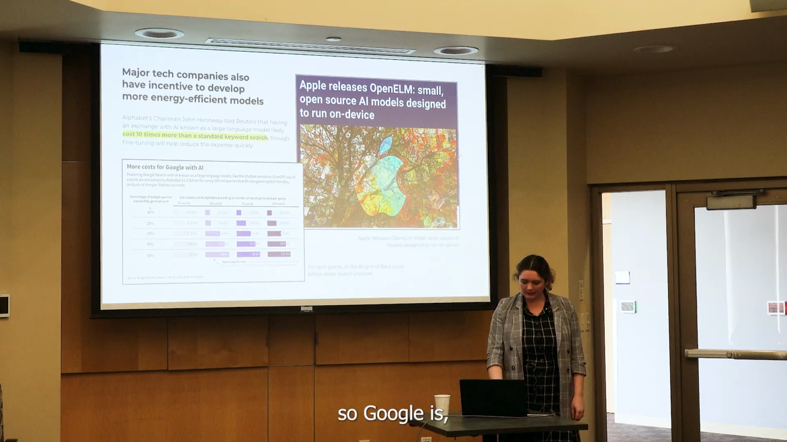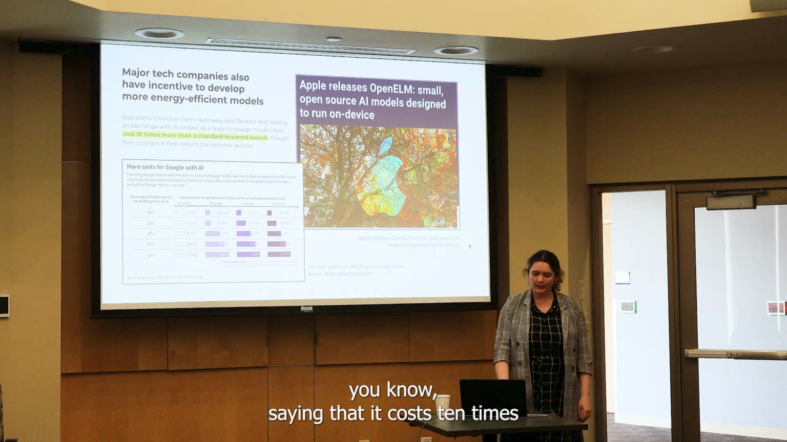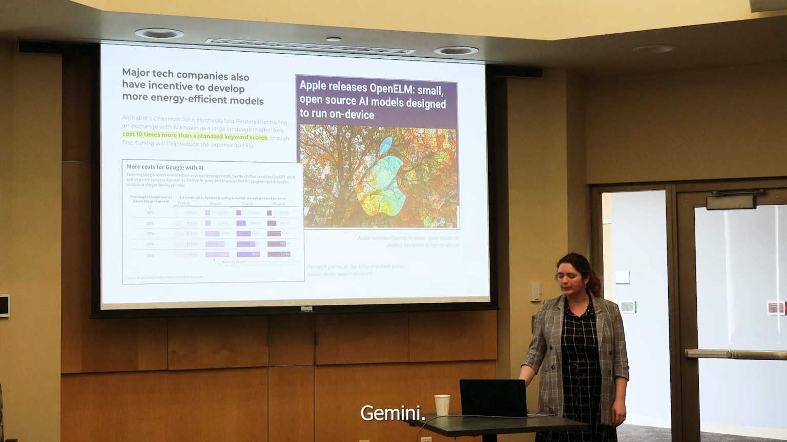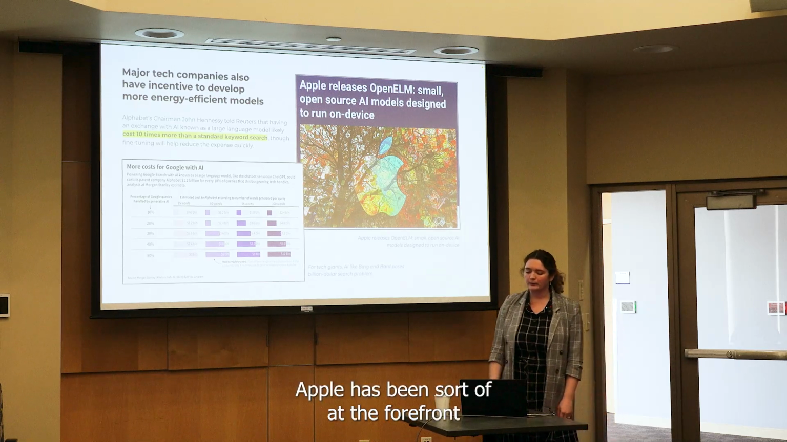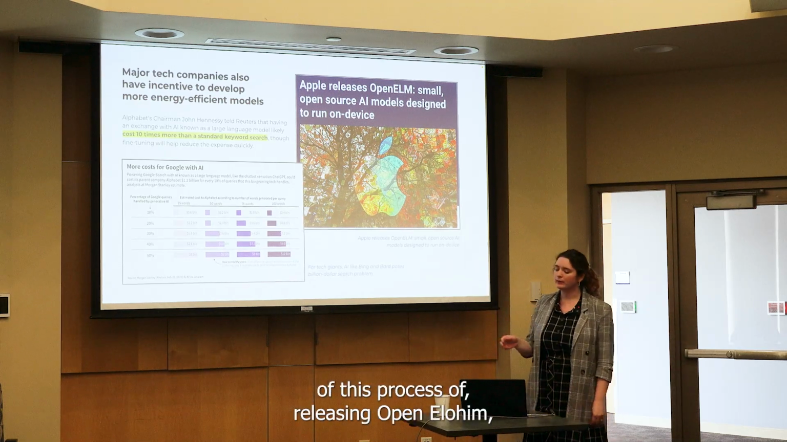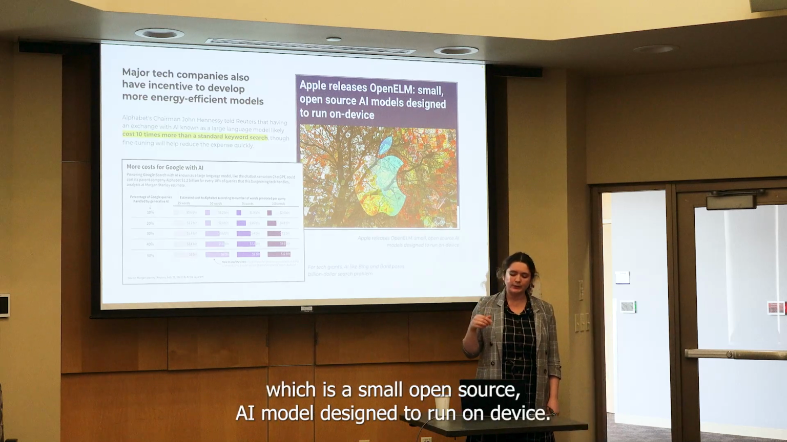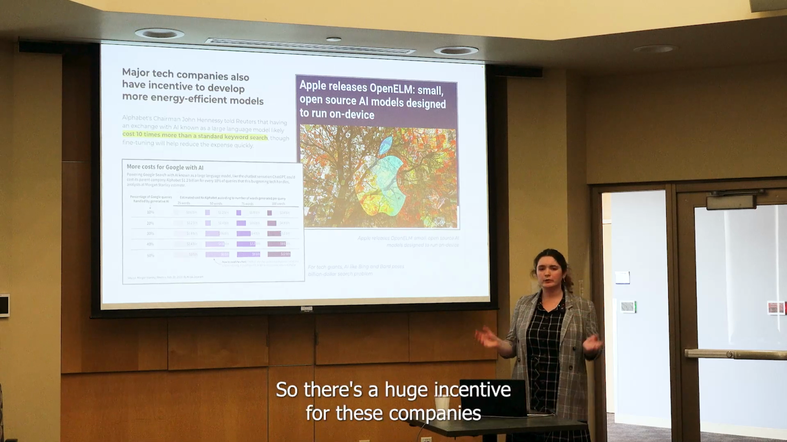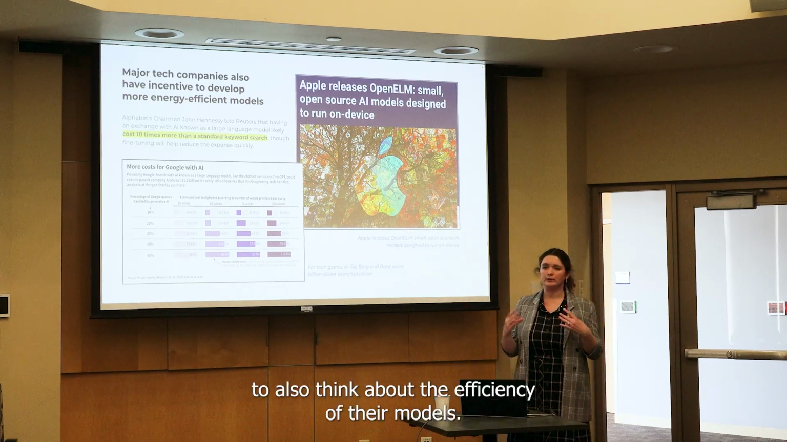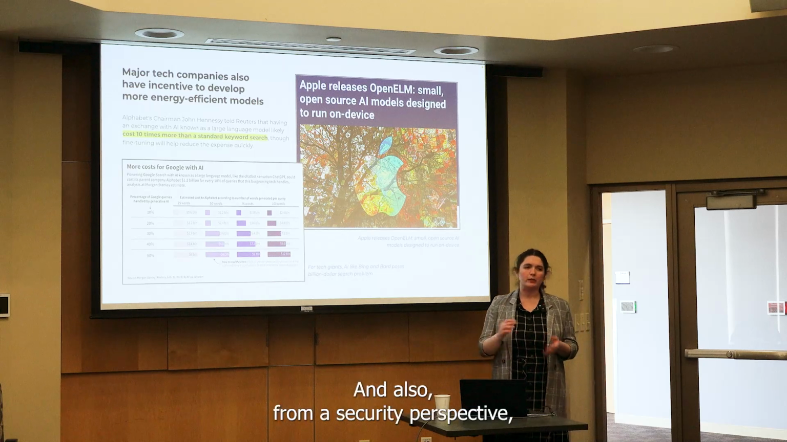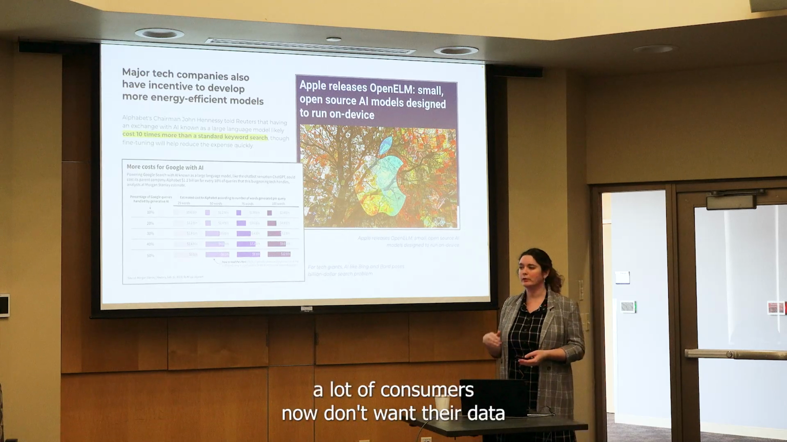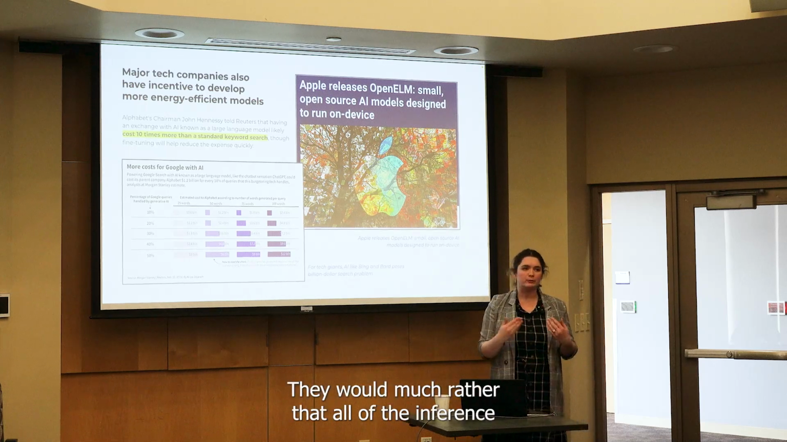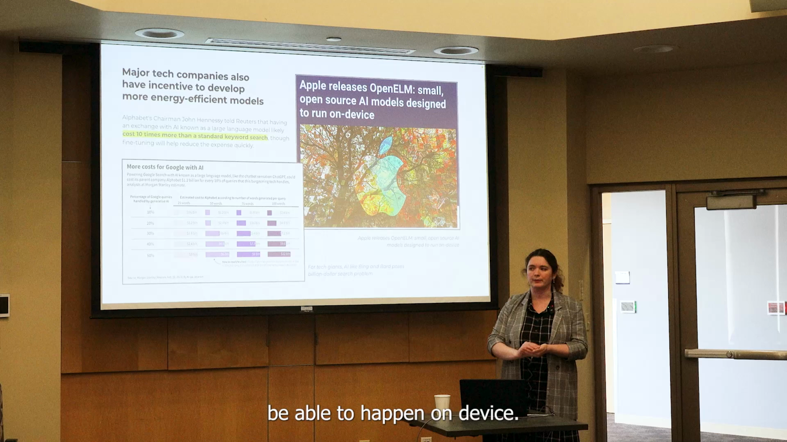Google is saying that it costs 10 times more than a standard keyword search to ask something of Google Gemini. Apple has been at the forefront of this process, releasing OpenELM, which is a small open source AI model designed to run on device. So there's a huge incentive for these companies to think about the efficiency of their models. And also from a security perspective, a lot of consumers now don't want their data going out to a server farm somewhere. They would much rather that all of the inference be able to happen on device.